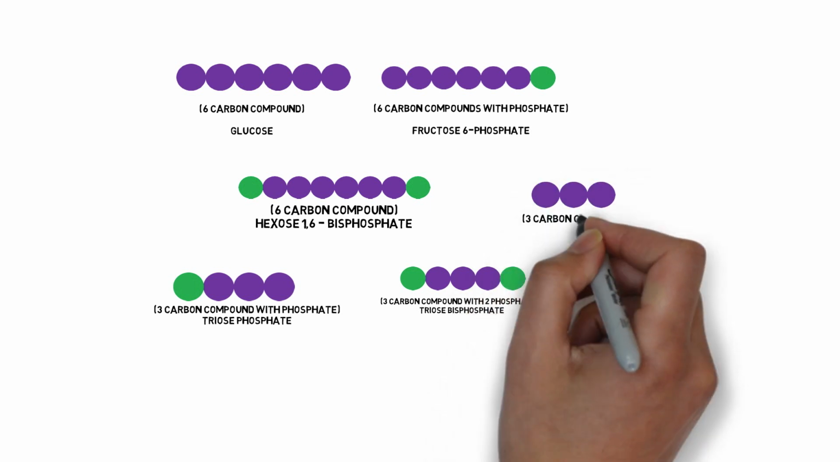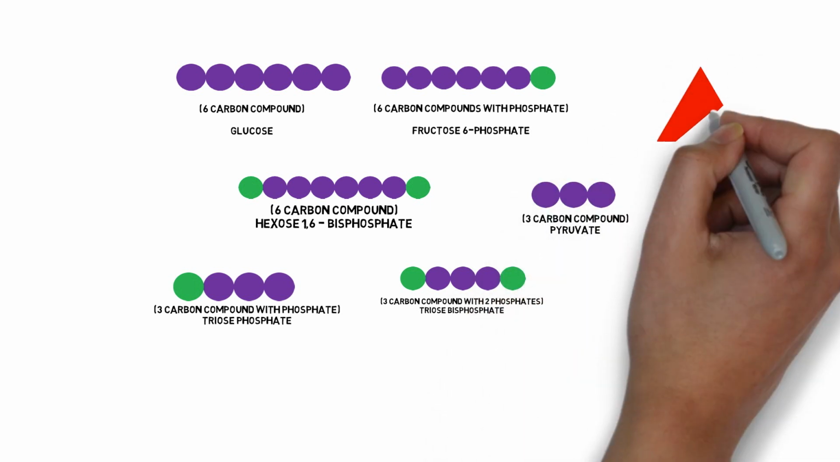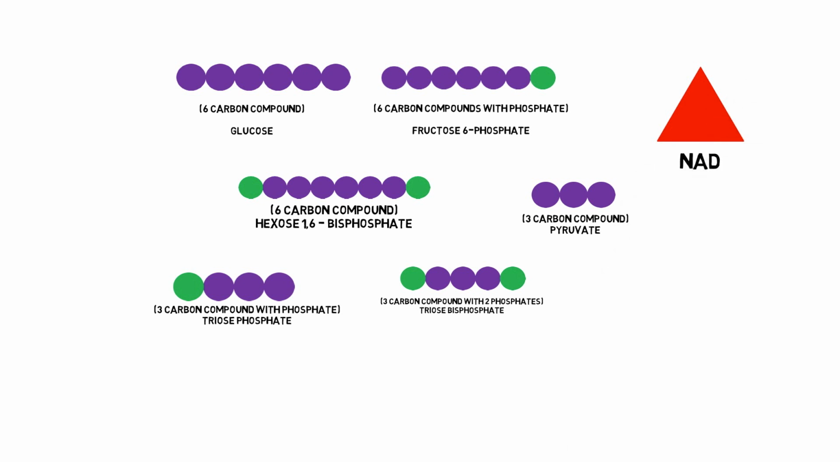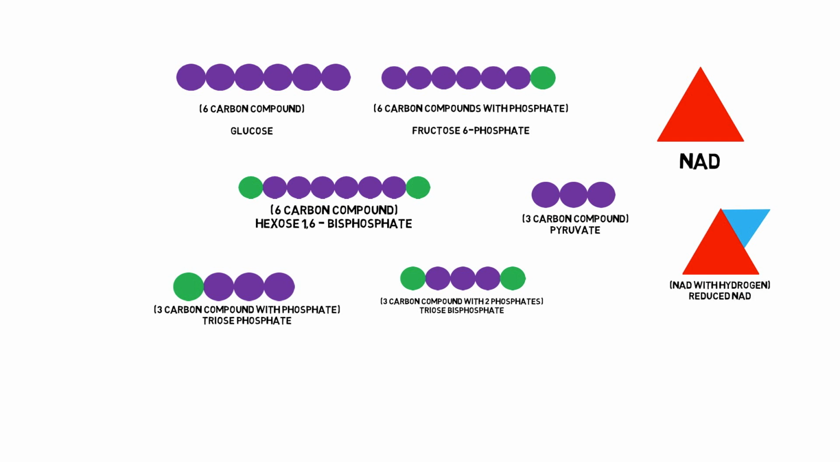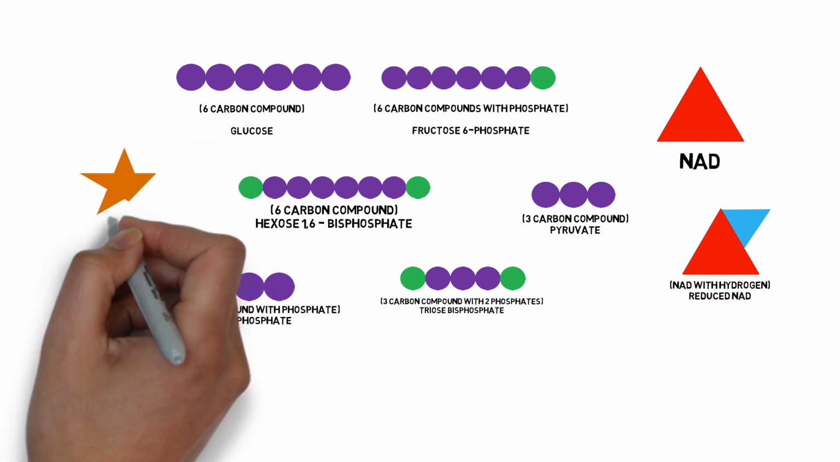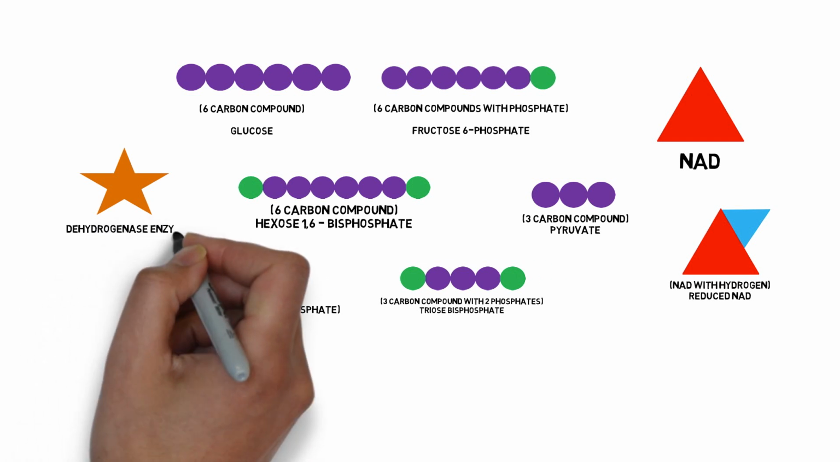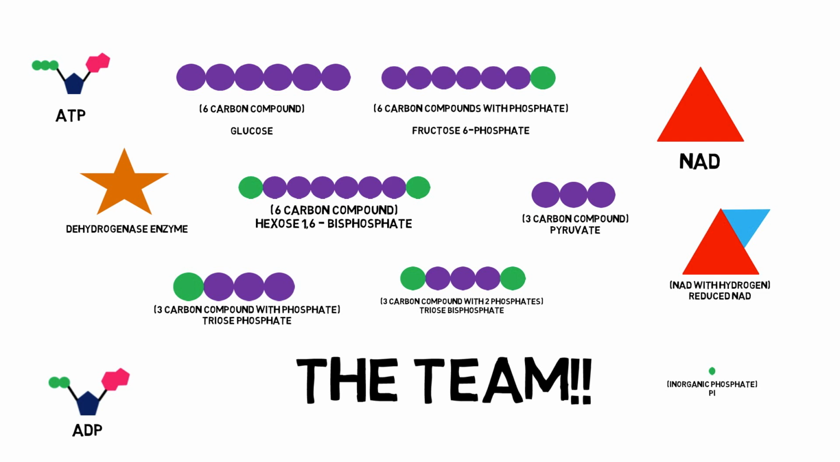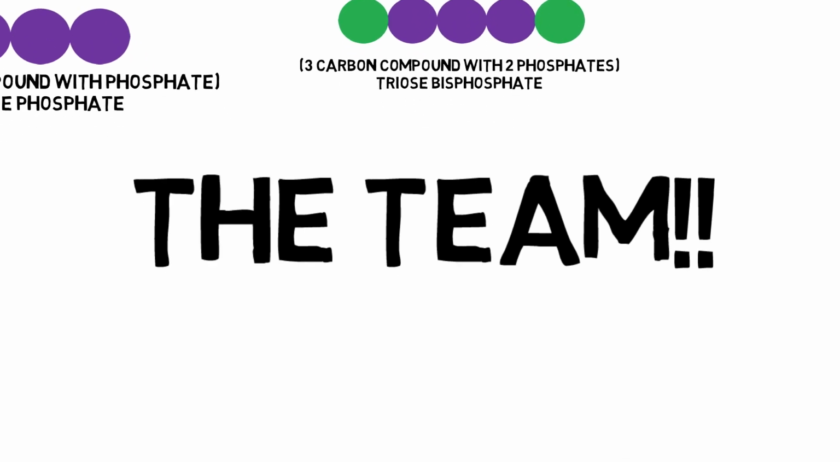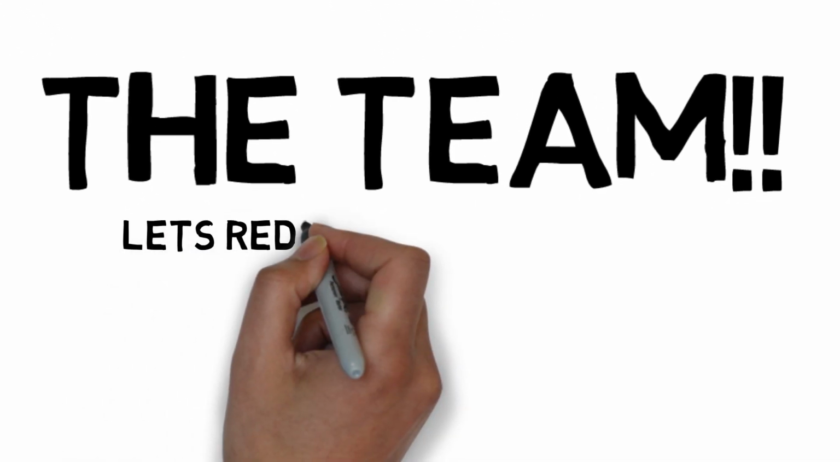NAD with hydrogen, which is called reduced NAD, dehydrogenase enzyme, ATP, and ADP, and finally an inorganic phosphate ion. This is our team. We will use these molecules to draw a glycolysis diagram. Let's draw a glycolysis diagram now.